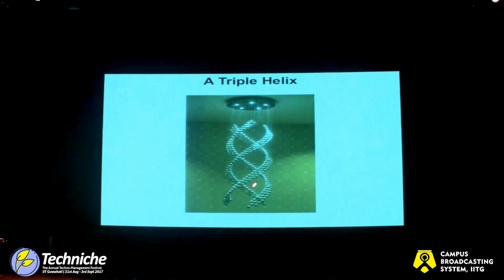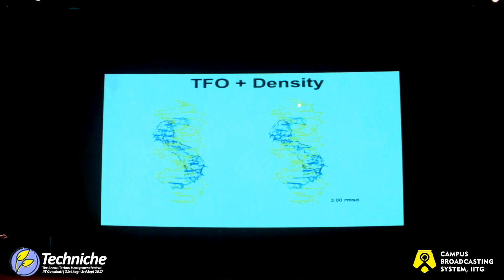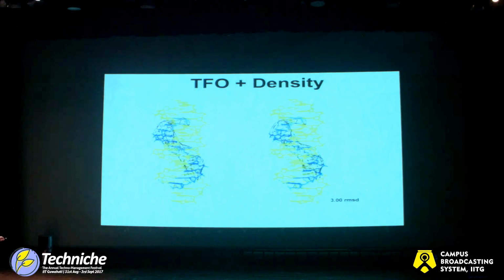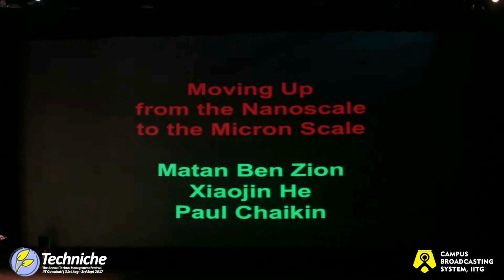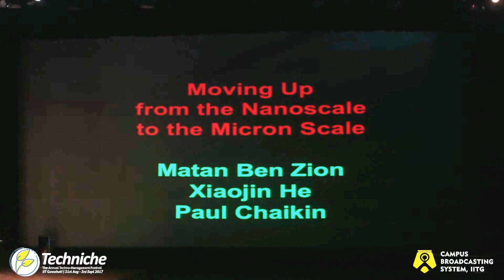This was just a chandelier in a motel I was staying in one time. But this is the edge of a three-turn triangle in yellow. And then the electron density, this kind of slug-like looking thing, shows that we have the triplex-forming oligonucleotide binding in the major groove there. Finally, we're going to talk about moving up from the nanoscale to the micron scale.